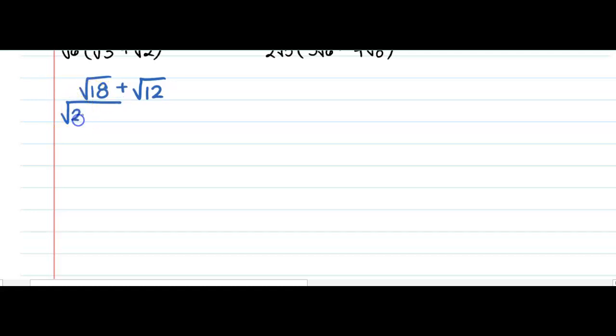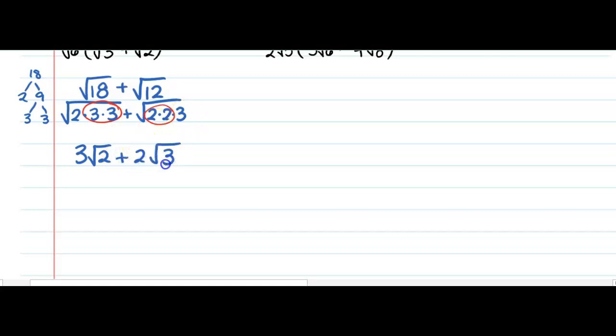18 is 2 times 9, which is 3 times 3. Again, if it's easier to make factor trees, go ahead and make a factor tree off to the side. 12 is 2 times 6, which is 2 times 3. In the first radical, I can bring a pair of 3's out front, and I'm left with 3 radical 2. In the second radical, I have a pair of 2's that can come out, and a 3 is left behind under the radical. So that is my final answer.